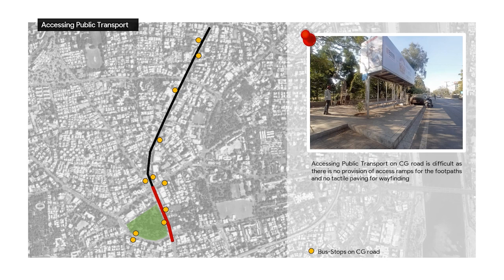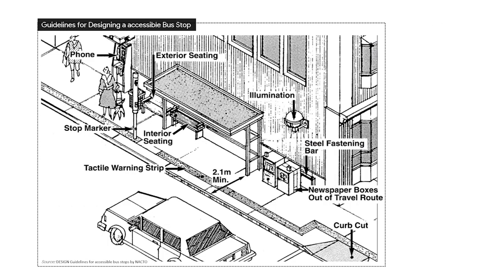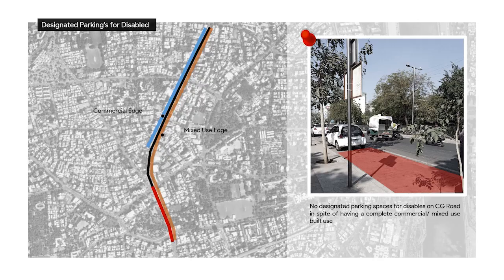For the selected stretch, as we experienced, accessing public transport on CG Road is difficult as there is no provision of access ramps for the footpaths and no tactile paving for wayfinding or any audio cues for the blind people. The distance between the stops is approximately 250 meters. As per the Universal Design Guidelines, the bus stop should have 1. A proper tactile paving which leads to bus access points along with the audio system announcing the next bus for blind people. 2. The curb cut with gentle slope for wheelchair access. 3. The seating area should be spacious and have interim spaces for wheelchair.